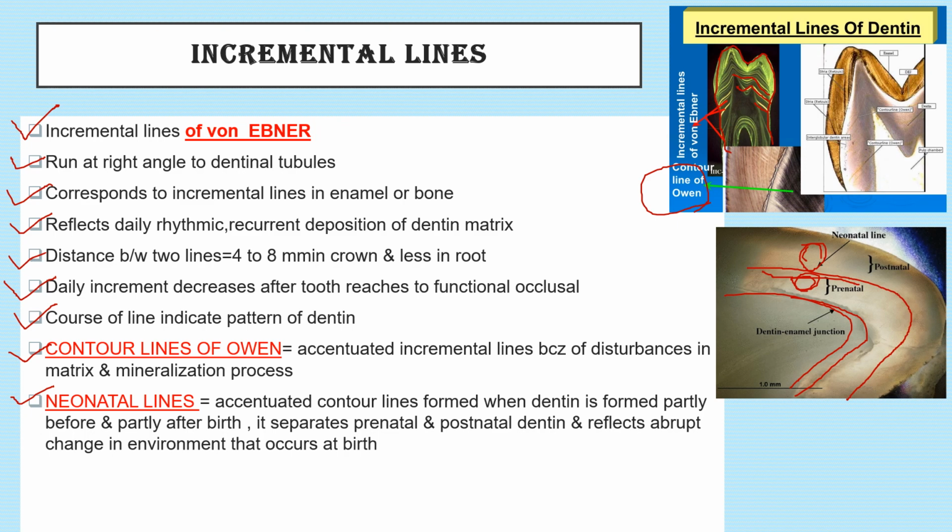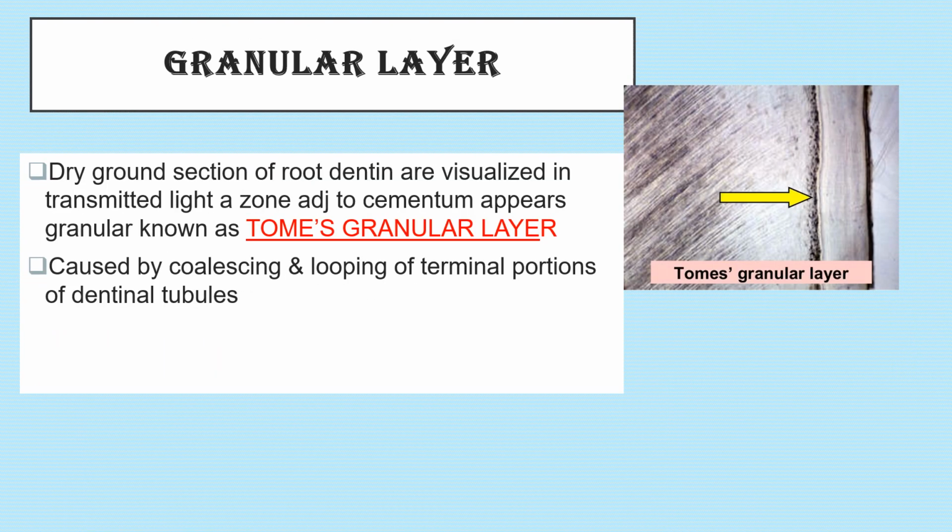Then moving to the granular layer. This portion we have in the root, not in the crown. Remember this point. It is known as Tomes' granular layer. Dry ground sections of the root dentin are visualized in transmitted light. A zone adjacent to the cementum appears granular, which is known as Tomes' granular layer.